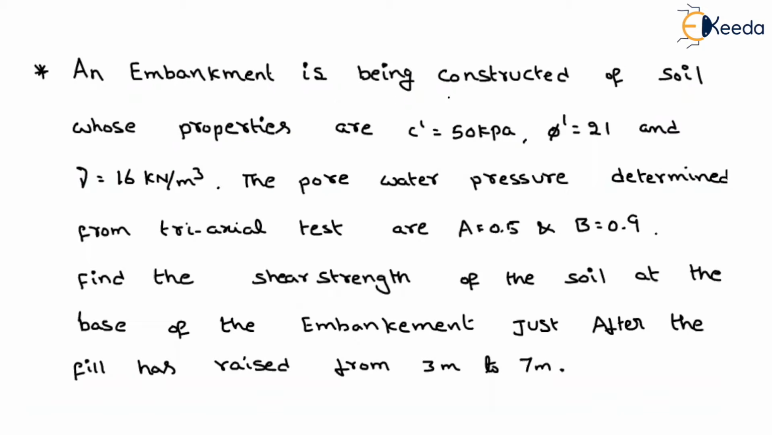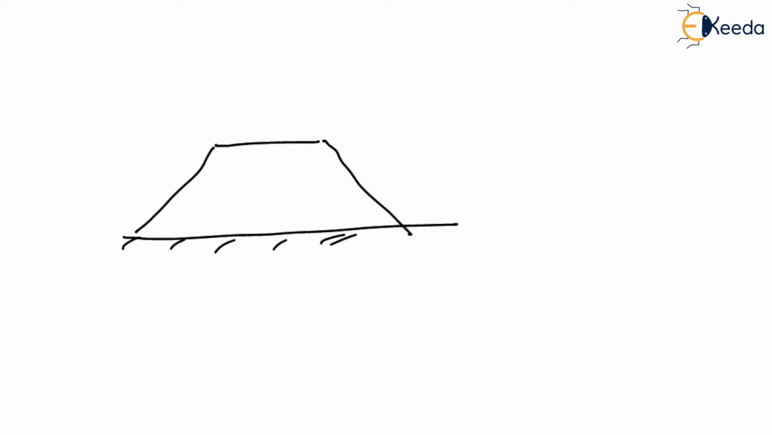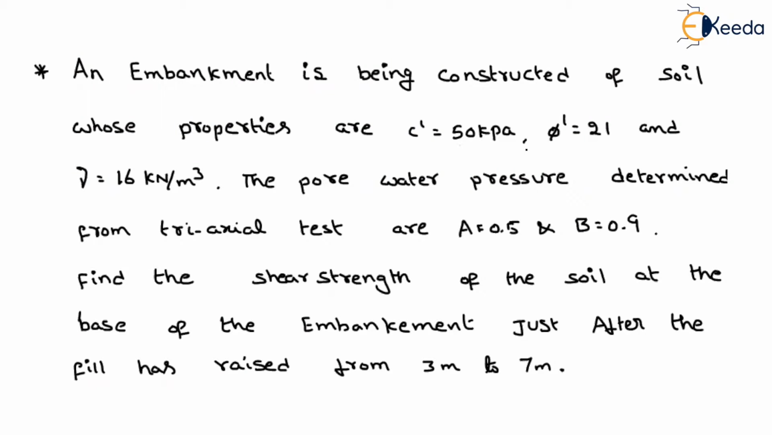An embankment is being constructed of a soil whose parameters are C dash and phi dash. Let us assume that there is an embankment. It is going to be constructed. Parameters given: C dash is given, phi dash is given, and for the soil the gamma value is also given. The pore water pressure is determined from the triaxial test. Okay, pore water pressure parameters are also given, A value and B value.